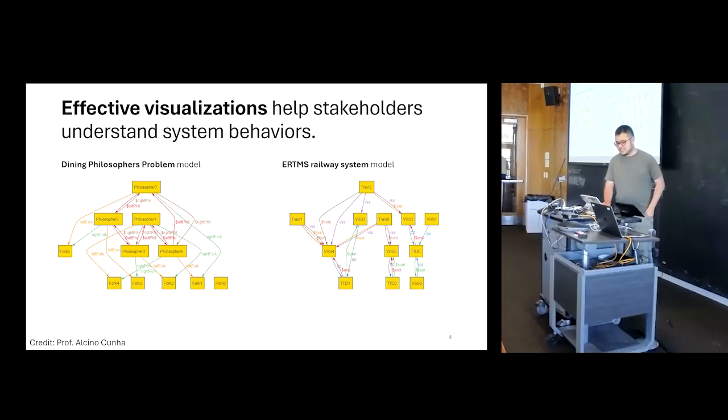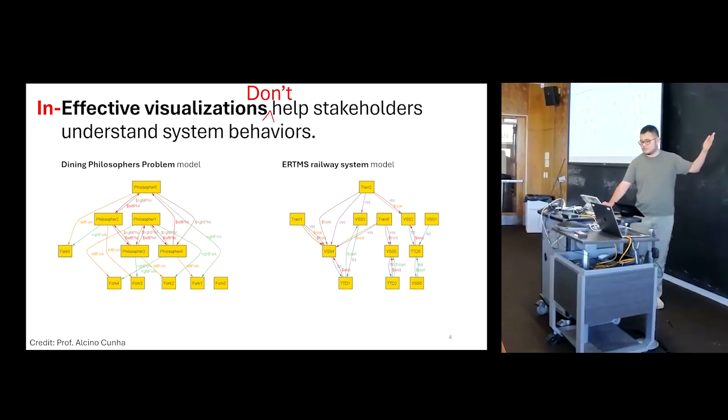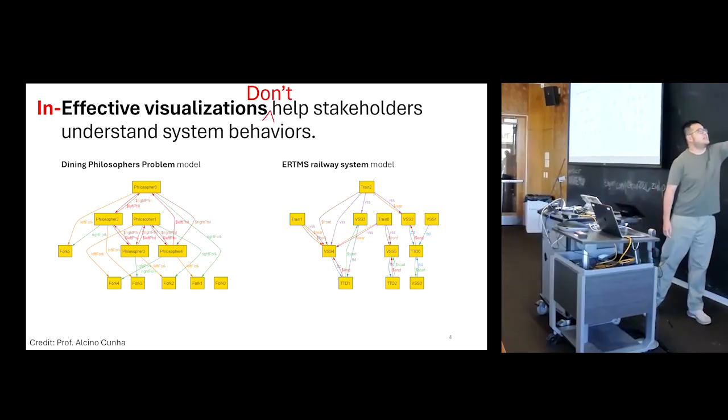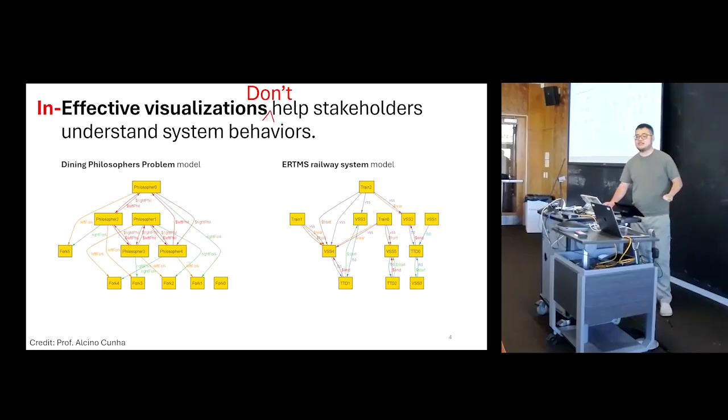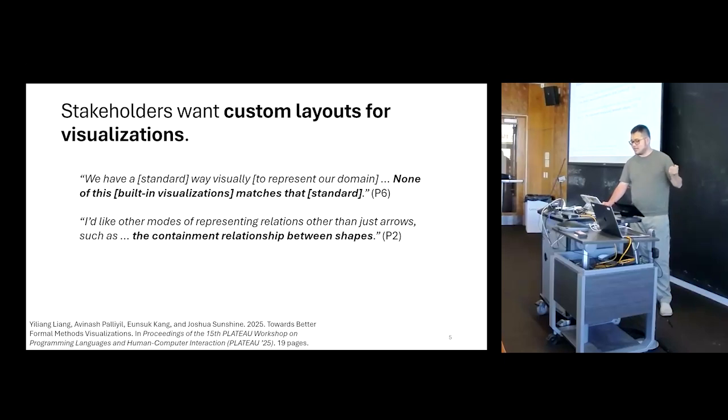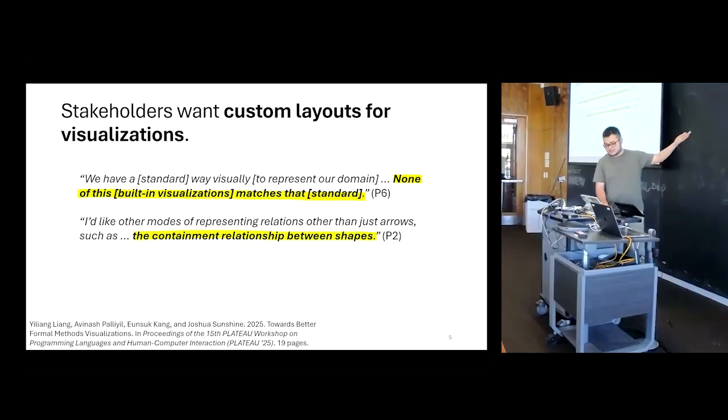As we may see, these visualizations are not really effective in helping stakeholders understand system behaviors. That's because they try to use the same visual style across a variety of domains, the same visual style being boxes and arrows. And this is not something that stakeholders find very intuitive. Our prior study has shown that stakeholders want to customize their visualizations to match how the domain is usually visualized in their industry. They also want to customize how things like relationships are being visualized geometrically, for example.